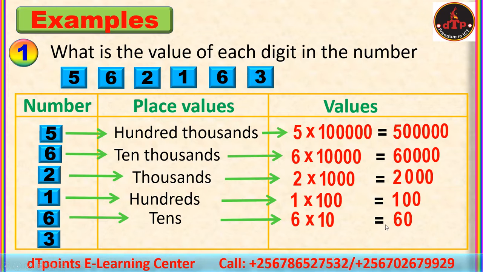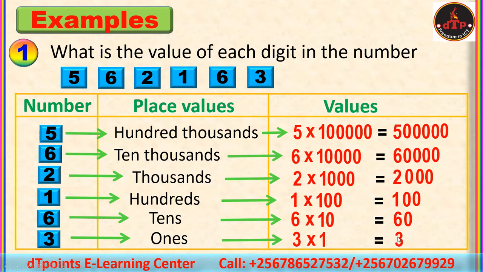You copy 6 and 0, 60. So the value of 6 is 60. And then we can proceed to the last one. 3 is under the place value of 1s, all of you 1s. Then we can continue and find the value by saying 3 times 1. We get what? 3. Are we together?